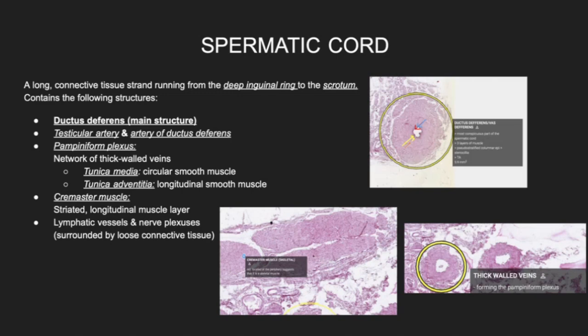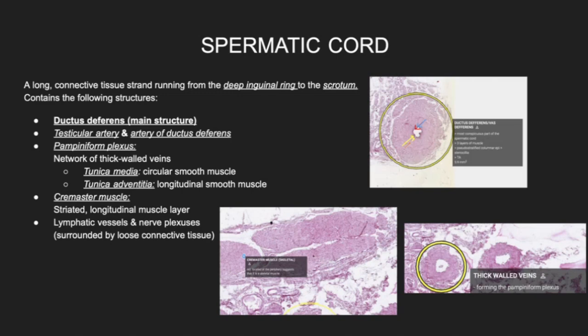Inside it, there are several components bundled together in connective tissue. The most important one, which you'll see on the slide, is called the ductus deferens. Alongside it are the testicular artery as well as the artery to the ductus deferens, which bring the blood supply of the spermatic cord. The venous supply is done by the pampiniform plexus, which helps in temperature regulation of the testes. A specific property of this plexus is that it has a tunica media with circular smooth muscle, and a tunica adventitia with longitudinal smooth muscle.